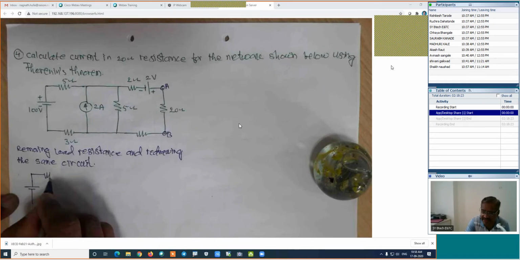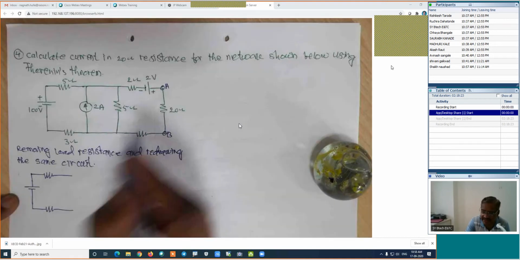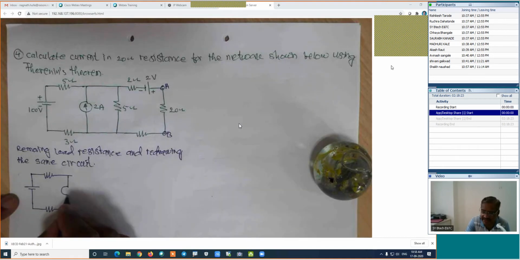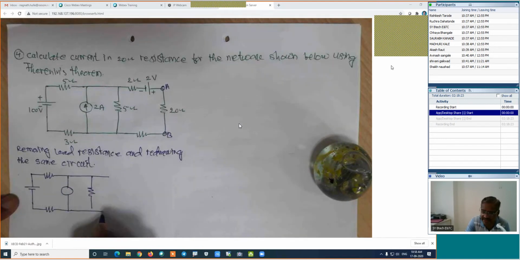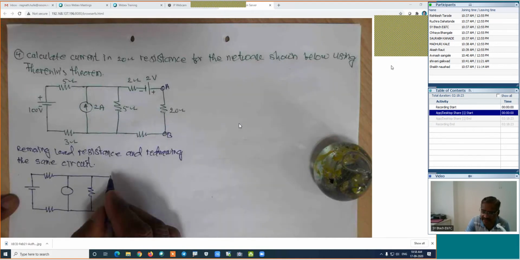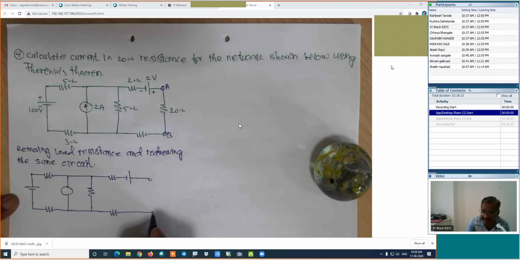There is the load resistance which we are removing. This is the load resistance, and we are redrawing the same circuit. It will be something like this. Yes. This is A point, this is B point. Sorry, I forgot this value.